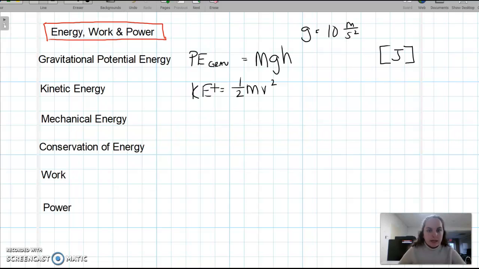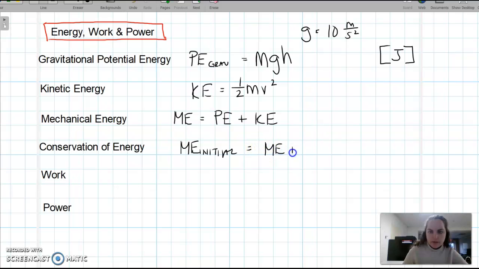And then we learned about mechanical energy. And mechanical energy is made up of potential energy and kinetic energy. So ME, which stands for mechanical energy, is made up of potential energy plus your kinetic energy. So we say that ME is equal to PE plus KE. And when it's all within one system and there's no external forces acting on the system, then we can use the conservation of energy. And this says that your mechanical energy initial is equal to your mechanical energy final.